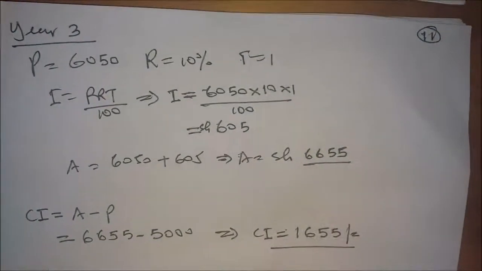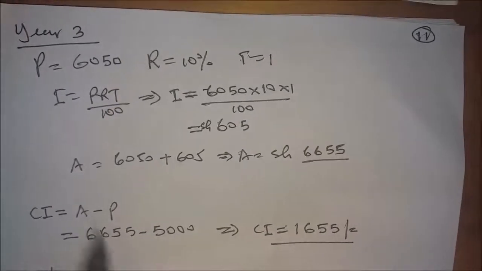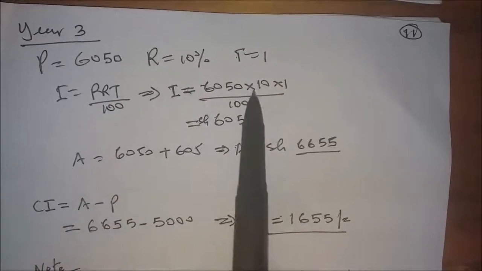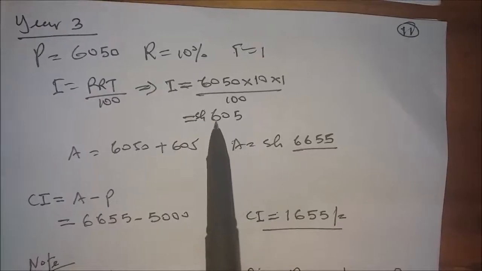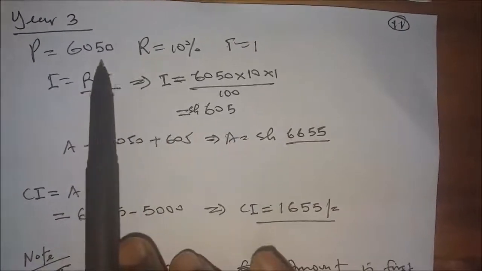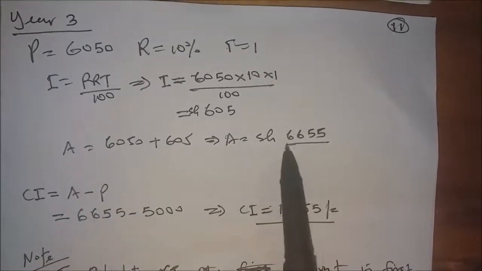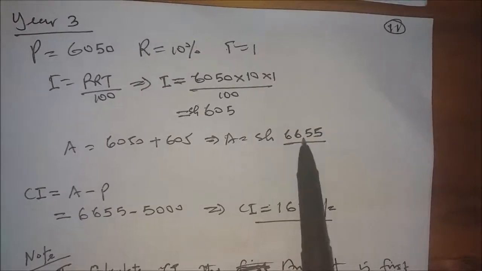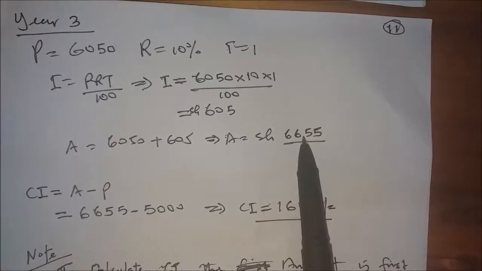Now, as we move to year 3, or interest period 3, the amount invested is now 6,050 at 10%. Once again, we work out the simple interest for year 3, and we get it as 605. Together with the original sum invested, the amount at the end of year 3 is 6,655. This is the amount at the end of 3 years.